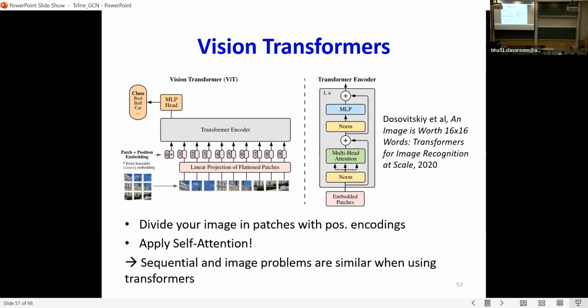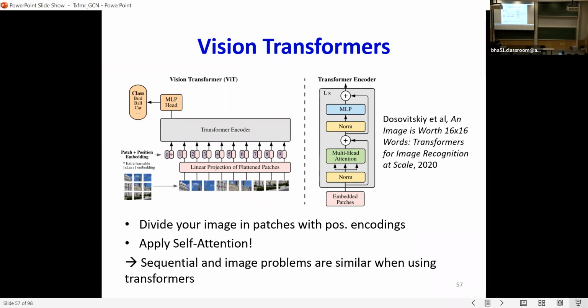You can use transformers for computer vision. In that case, what you do is you take your image and then you treat it like a sequence. You divide it in patches, and each patch gets its own positional encoding, and then you feed that to a transformer and you get your output. You can do classification, you can do everything you want.